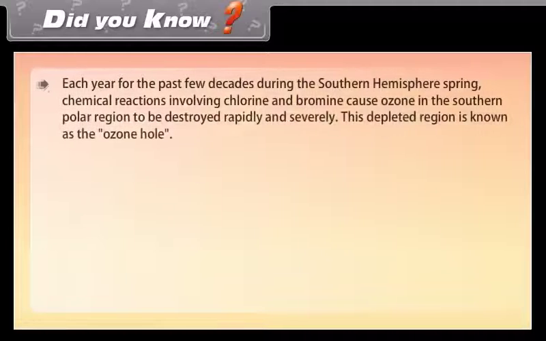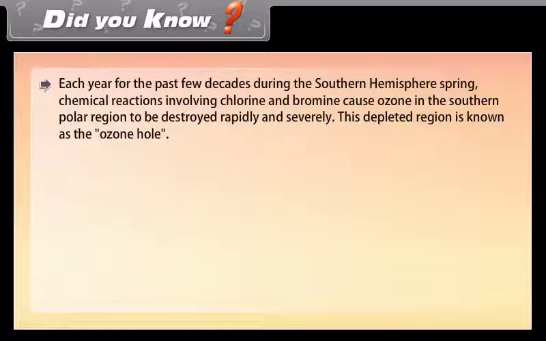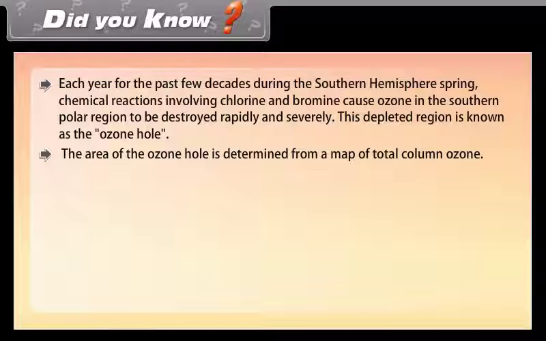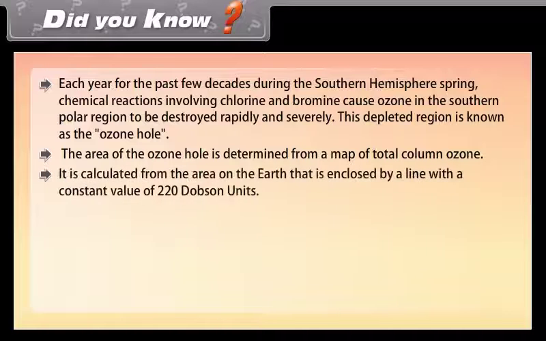Did you know, each year for the past few decades during the Southern Hemisphere spring, chemical reactions involving chlorine and bromine cause ozone in the southern polar region to be destroyed rapidly and severely. This depleted region is known as the ozone hole. The area of the ozone hole is determined from a map of total column ozone. It is calculated from the area on the Earth that is enclosed by a line with a constant value of 220 Dobson units.